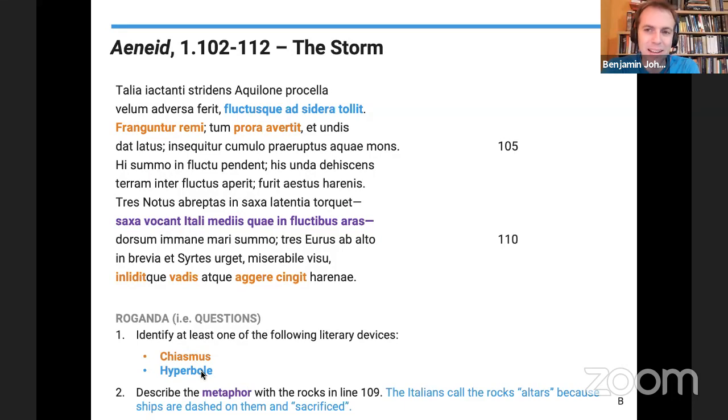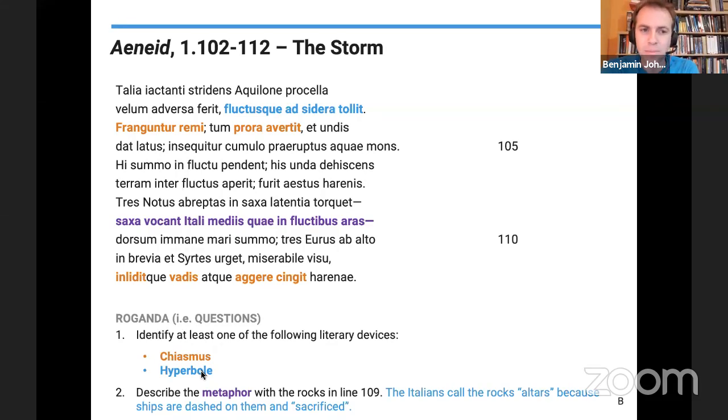So Aeneas sees the storm happen to his ships, and we've got this gust roaring with the Aquilo, and it strikes the sail. And the hyperbole that I see in these lines is that it raises waves, fluctus, ad sidera, to the stars. That's obviously exaggeration, and yet for Aeneas, it's probably what it feels like. These waves are about as huge as they could possibly be, going all the way up to the firmament, to the stars.